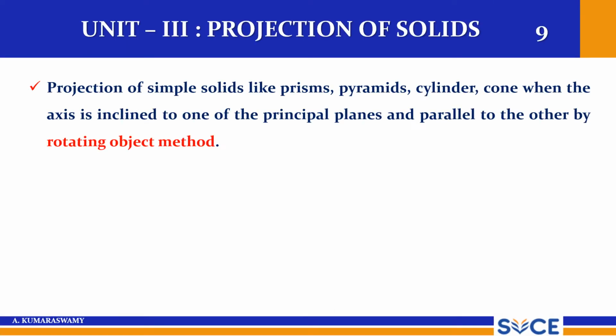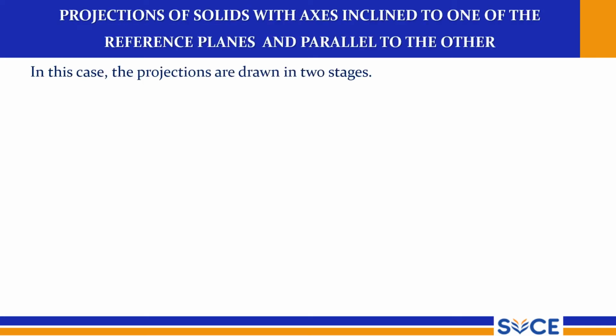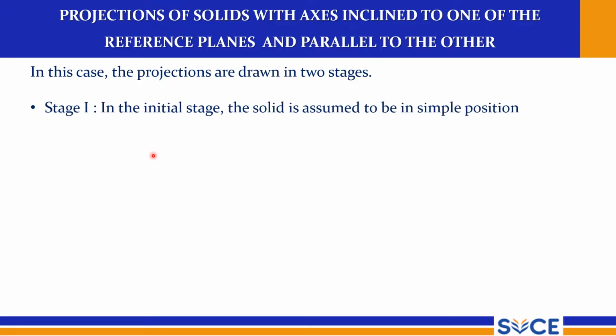So this is the syllabus. As we discussed earlier, we are using only rotating object method, and in this case the projections are drawn in two stages, right? First stage, the solid is assumed to be in simple position. Simple position is nothing but the axis is perpendicular to one plane and parallel to another plane. So this is how we should start the problem. So to which plane it is perpendicular, on that plane we have to draw the true shape.